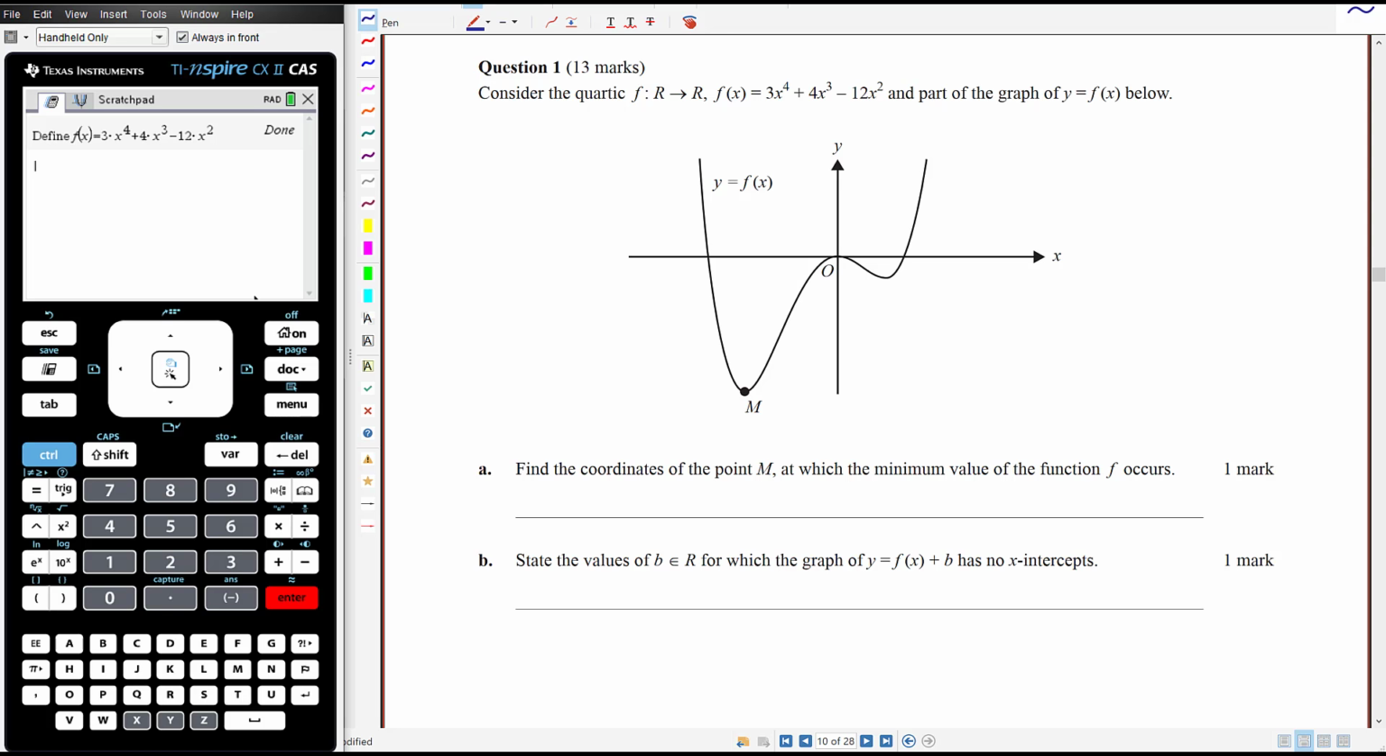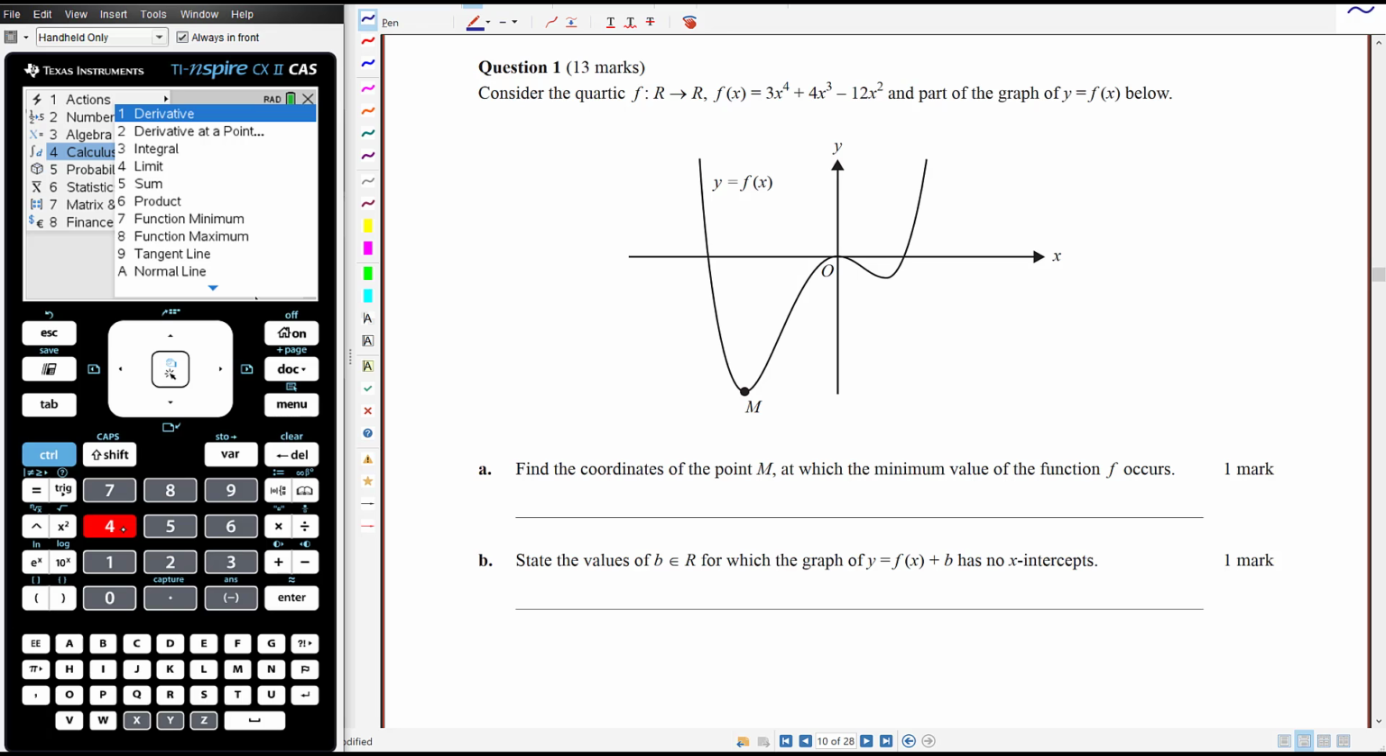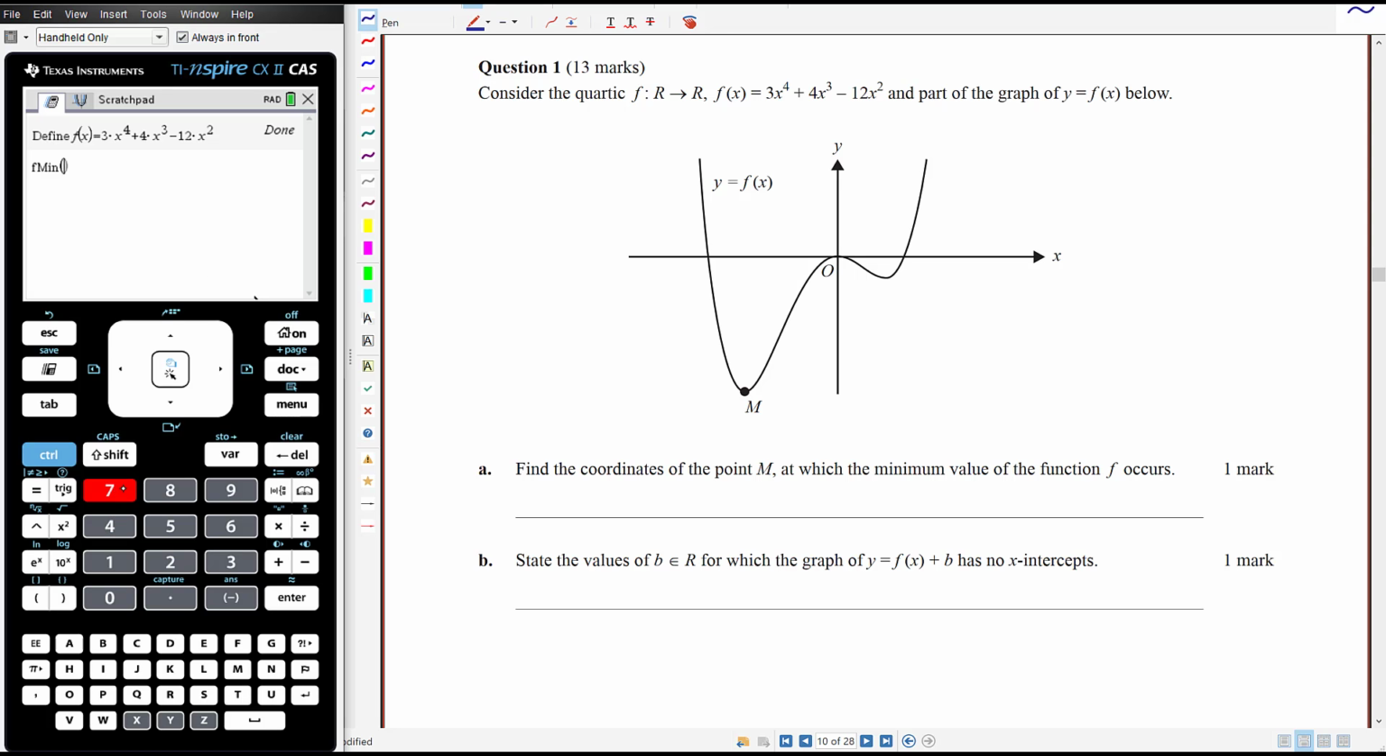So consider the quartic, part of the graph is shown below. Find the coordinates of the point M at which the minimum value of the function occurs. Perhaps the quickest way to do this with my CAS would be to use, rather than solve derivative equal to 0, function minimum instead, because we want the absolute minimum of the function. So function minimum of f of x, comma x.